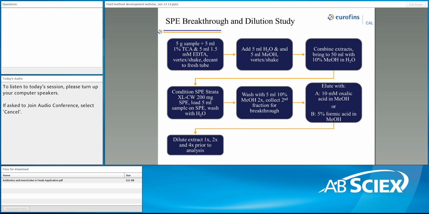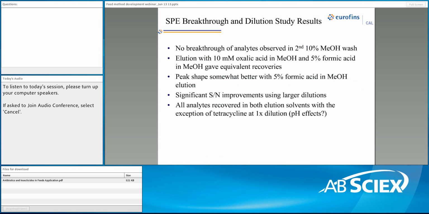We then conditioned our SPE cartridges, put our analytes through, and then we eluted them with either 10 millimolar oxalic acid in methanol or 5% formic acid in methanol. We took this final eluent and diluted it down, either non-diluted, the 1x solution, or 2 or 4-fold, prior to analysis. What we were wanting to see was the impact of dilution upon matrix effects and whether that affected our signal to noise levels. So it's kind of a little breakdown of what we found from this study, and there's a couple more slides with some data on it.